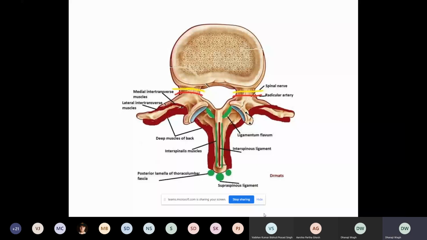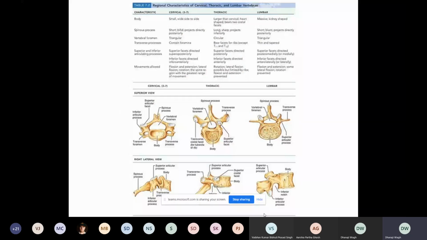Towards the tip of the spinous process there is the posterior lamina of the thoracolumbar fascia, and the supraspinous ligament is attached. Towards this transverse process you can see the lateral intertransverse muscle and the medial intertransverse muscle are attached. So this is the attachment on this one. Main point and important exam question: you have to remember all these things.